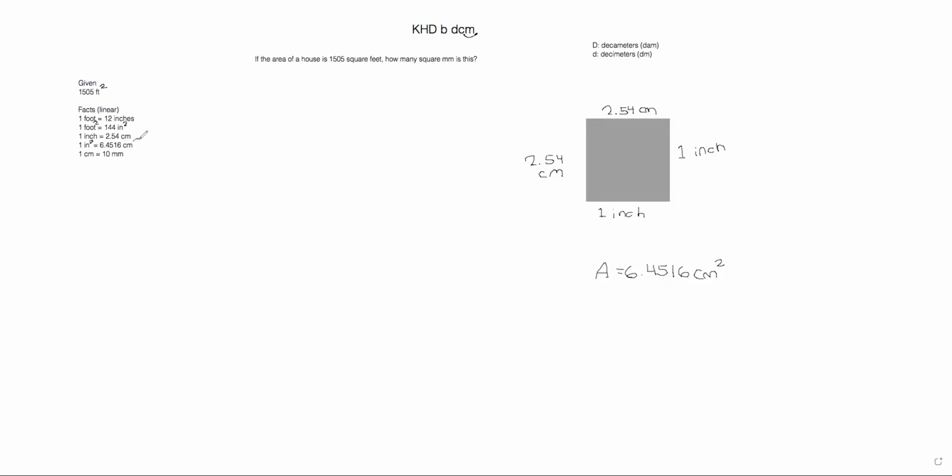And then we need one more fact. We need to convert from square centimeters into square millimeters. So I'm going to use the same square this time because I didn't write on the inside. I don't have to erase it.